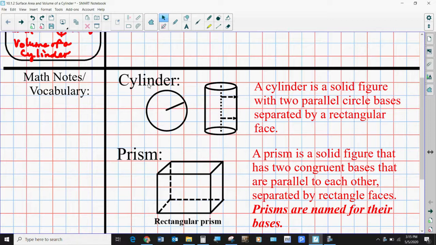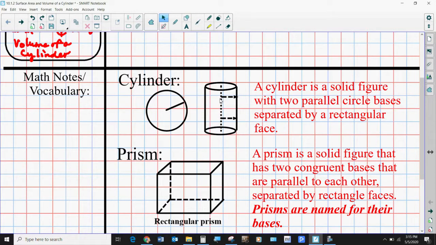A cylinder, like a can, is the most common type of cylinder. A metal pipe is generally in the form of a cylinder. Cylinders are solid figures that have two parallel circular bases. So you got the base on the top and the base on the bottom. And these circular bases, which are congruent to each other and parallel to each other, are separated by this lateral face that wraps around the cylinder.